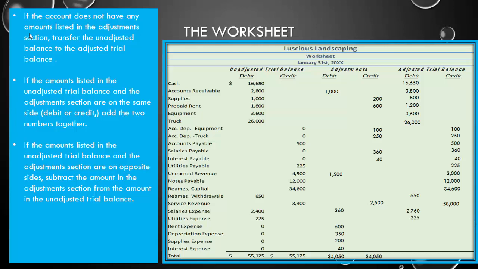Utilities expense is still going to be $225, and we didn't have anything in these last four expenses, so our adjusted trial balance is going to be equal just to the amount that we made during the adjustments. $600 for rent, $350 for depreciation, $200 for supplies, and $40 for interest, giving us a total amount of debits of $56,875. And now we take a deep breath and we hope that our credits equal the same amount as our debits. And when we add up the numbers in our credit column, we come up with that same number of $56,875.